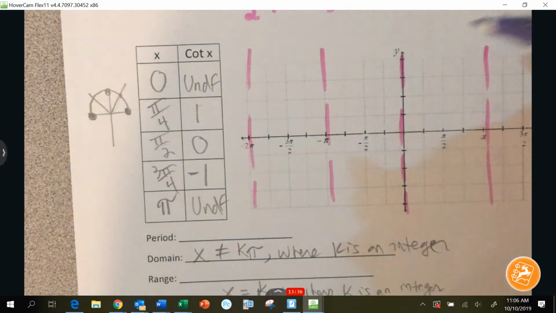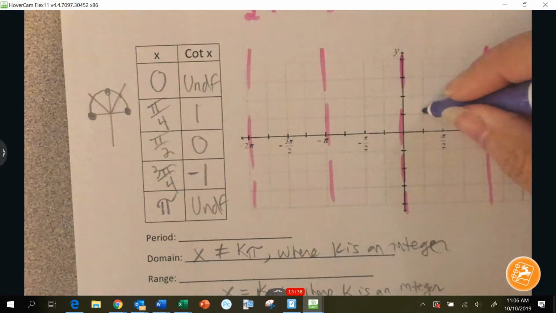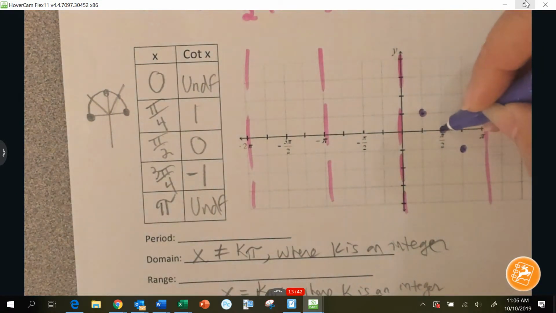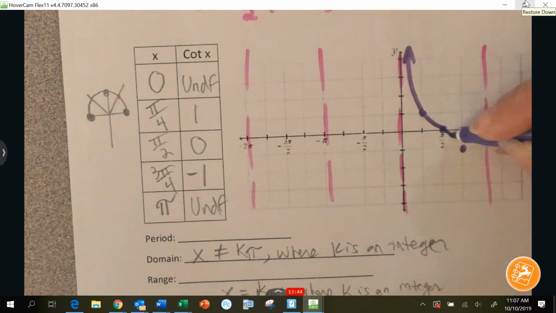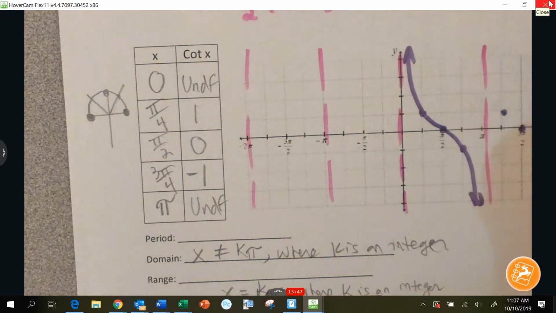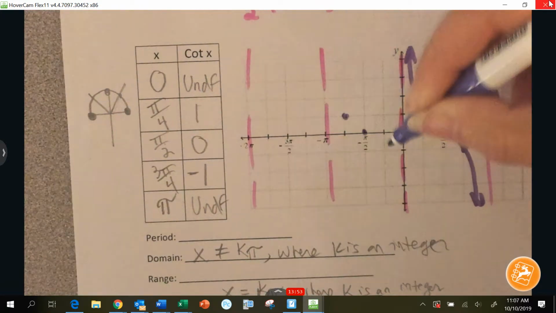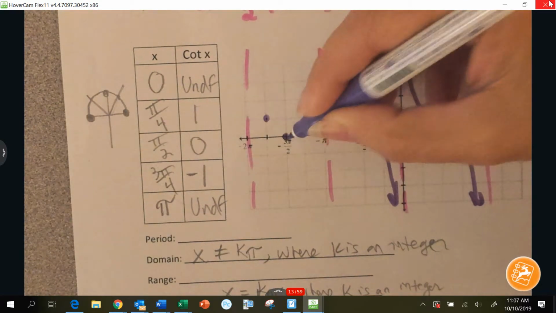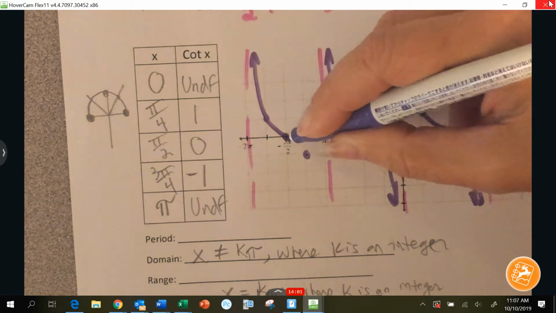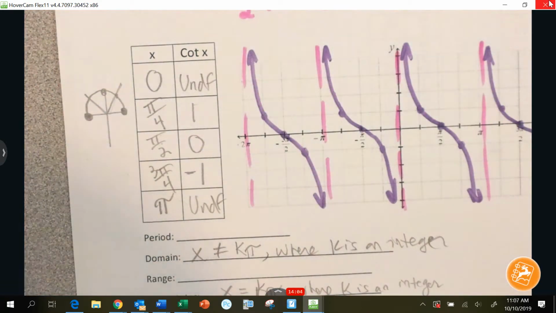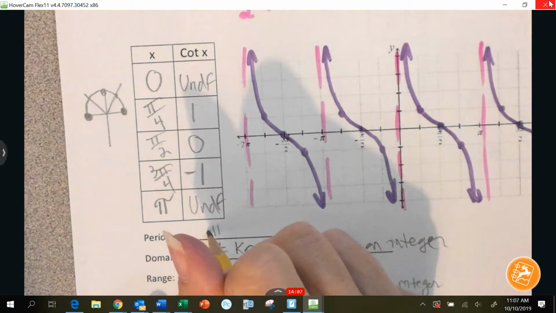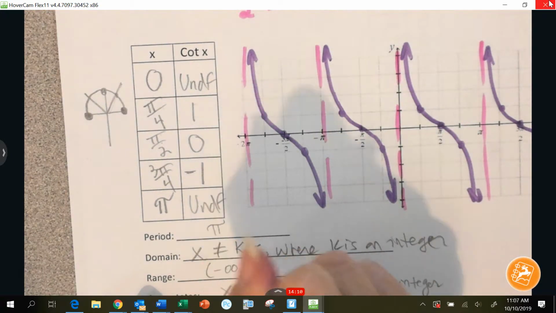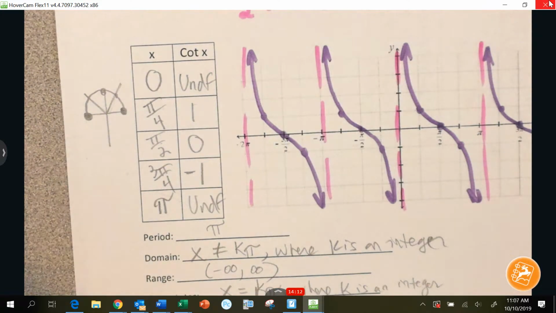At pi over 4, it is 1. At 3 pi over 4, it is negative 1. If it's going up, it's got to be concave up. If it's going down, it's got to be concave down. So our period is pi, and then the range goes from negative infinity to positive infinity. When you're ready to try transformation, flip the page over.